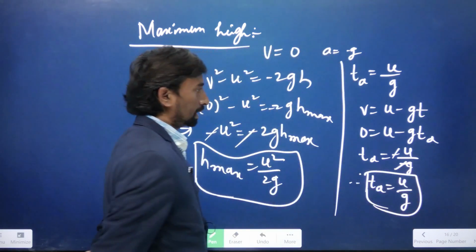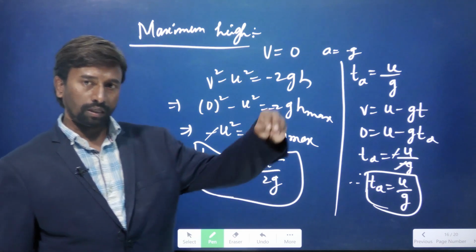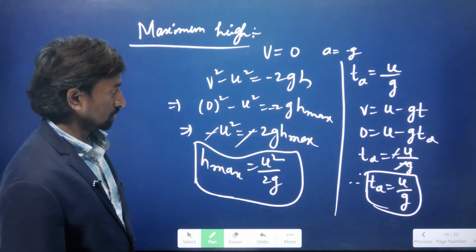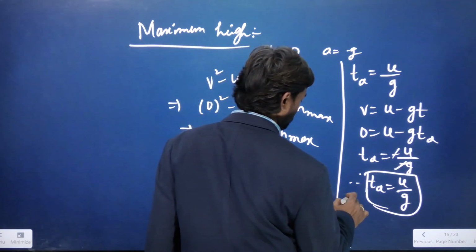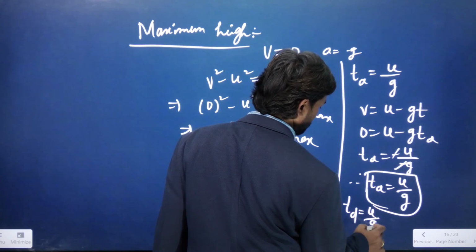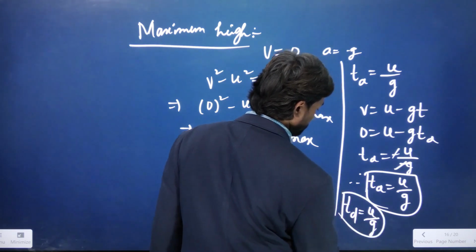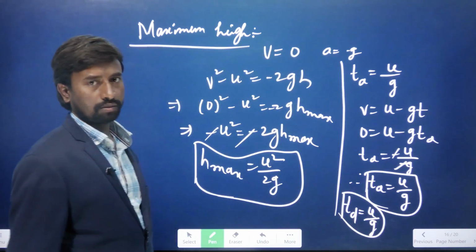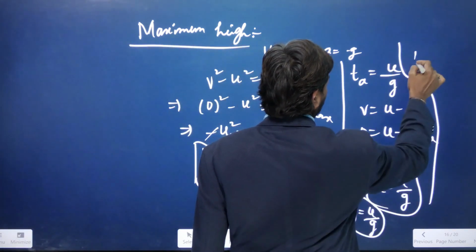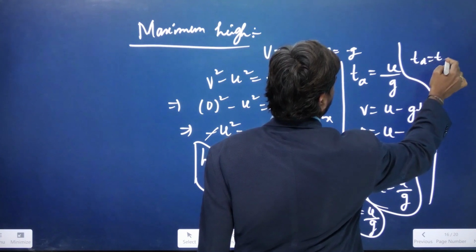Like that we get the time of descent, the time taken by a body to reach the ground from the maximum height. That formula will also give the same value. It is denoted by Td, and it is also u by g. So the time of ascent is equal to the time of descent. Both will be equal: Ta is equal to Td.